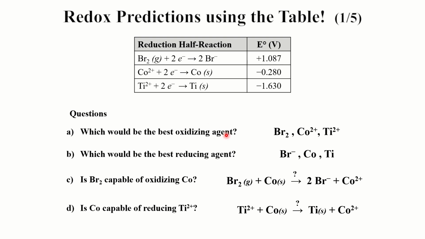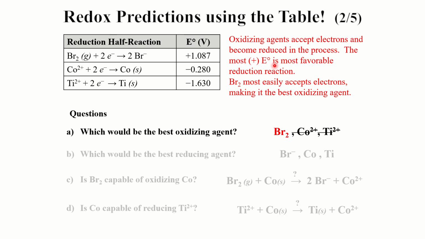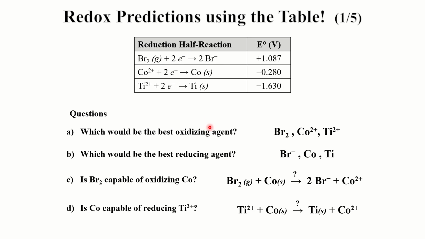So remember, for something to be a good oxidizing agent, it needs to be good at getting reduced. So Br2 is being reduced here with a reduction potential of positive 1.087. When the cobalt and titanium ions are being reduced, they have negative reduction potentials, which indicates an unfavorable process. So the answer to letter A is Br2. It has the most positive reduction potential, meaning it has the most favorable reduction process and is therefore the best oxidizing agent. Then going back to letter B, which would be the best reducing agent.